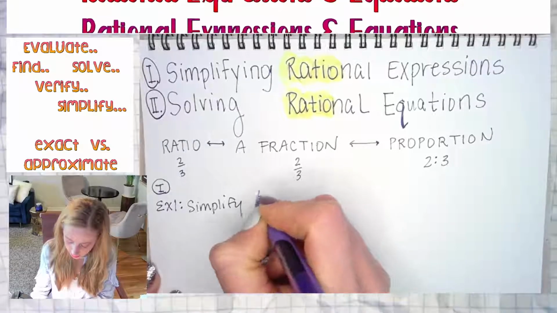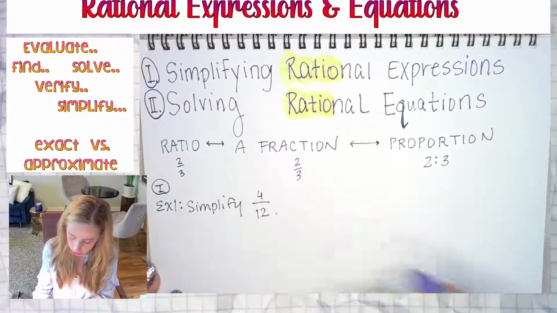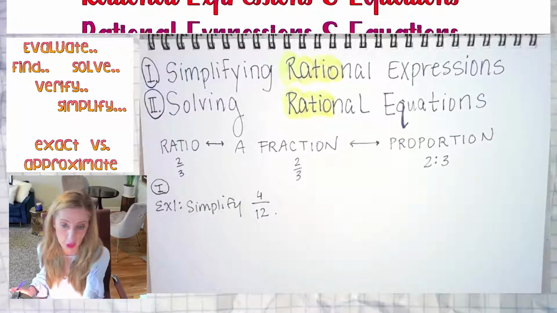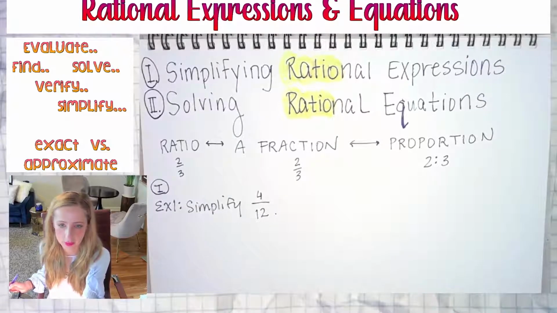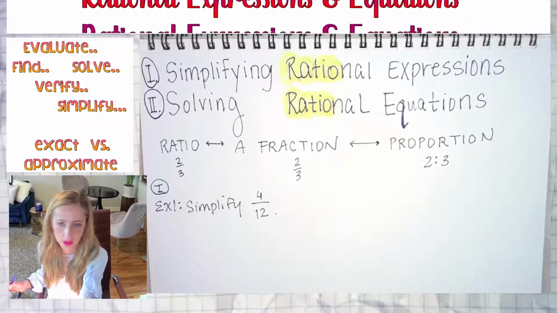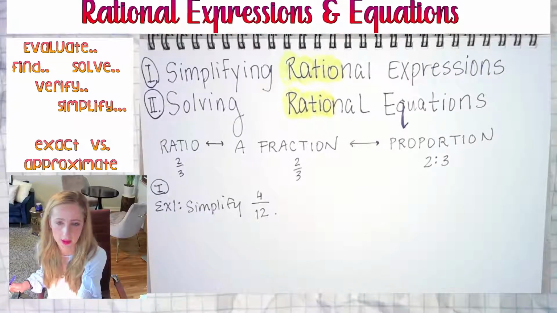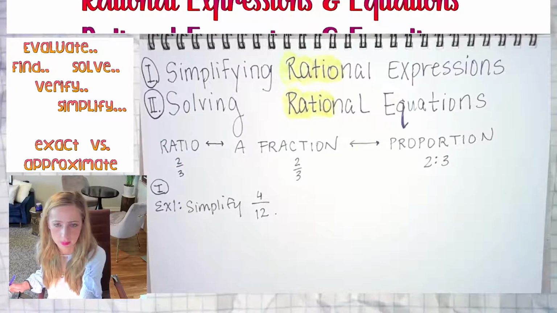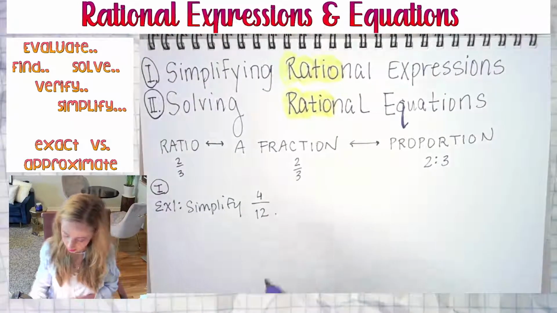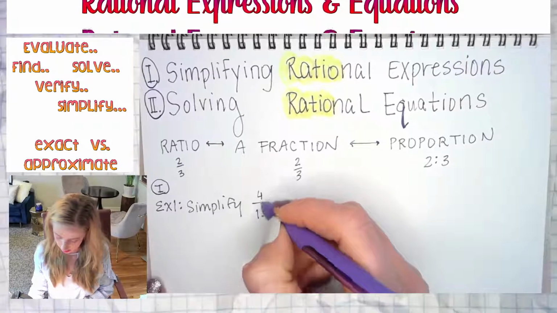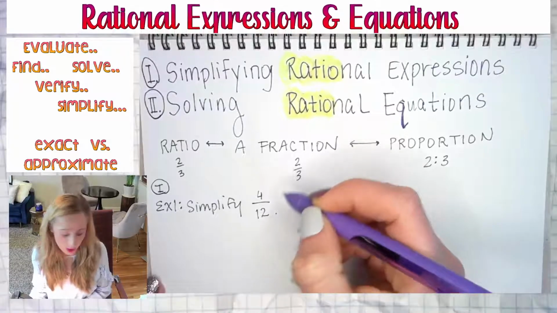If I asked you to simplify 4 over 12, could you do that? That should be not so bad. How do we simplify 4 over 12? How does that get simplified? Nobody knows. 4 goes into itself 1 time and 4 goes into 12 3 times. Okay, they're both divisible by 4.